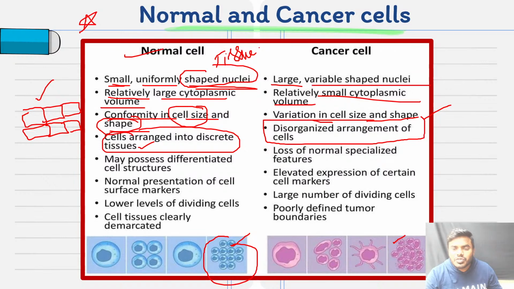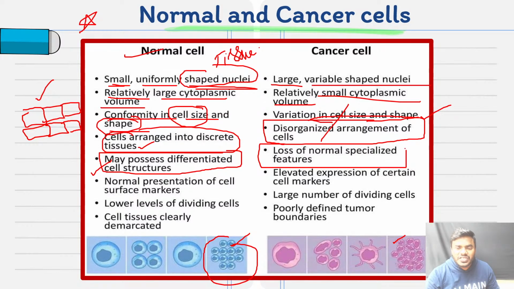Disorganized arrangement of the cells. Kindly don't get confused with that particular point. And friends, listen to me very carefully. They may possess differentiated cell structures. Here, loss of normal specialized features. What do you mean by the words may possess a differentiated cell structure?